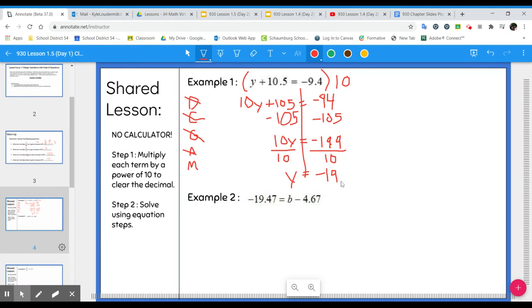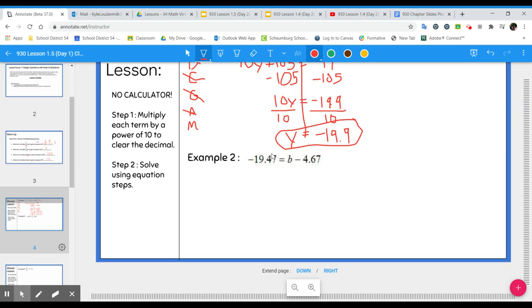I could plug it back in and check. I'm going to tell you guys right now that it works and it's right. So if I were to plug negative 19.9 in, I would get the correct answer. Negative 19.9 plus 10.5 equals negative 9.4. Moving on to example 2 on this page.